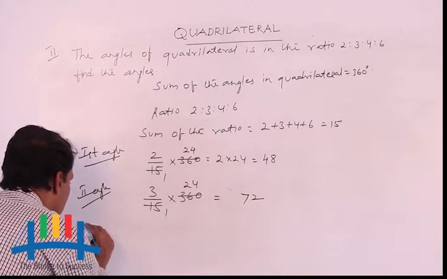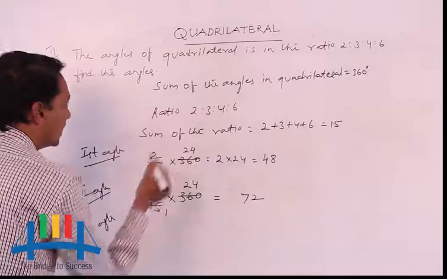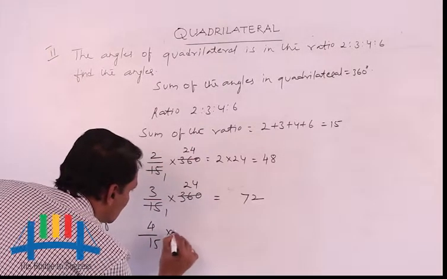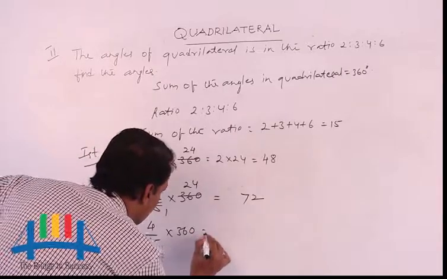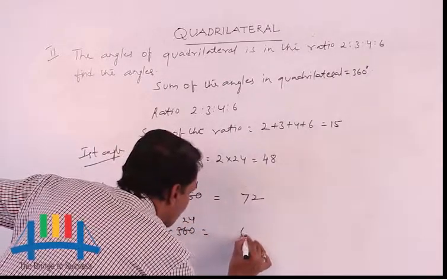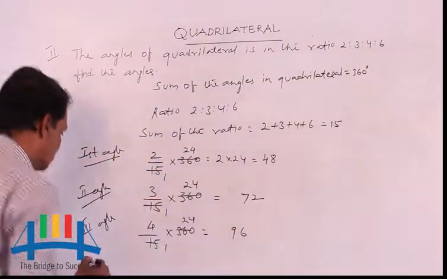Let's see the third angle now. What is the third angle? The ratio is given as 4 by 15 into 360. Is it clear? Again 15 ones, 15 24s. Okay, 4 4s are 16, 4 twos are 8 plus 1 is 9, 96.